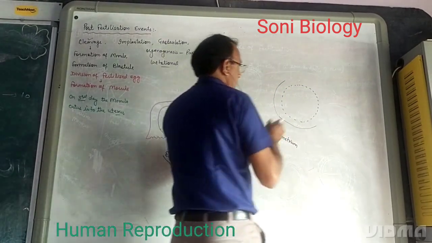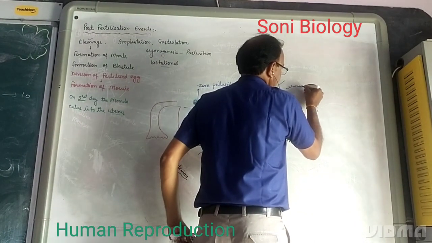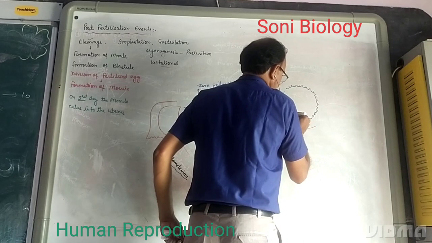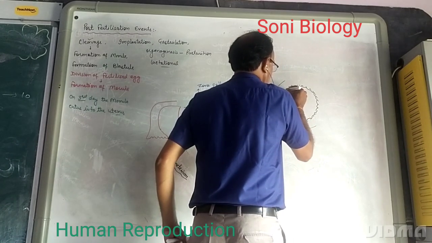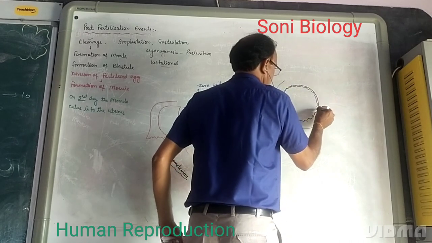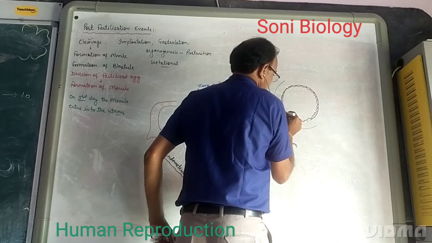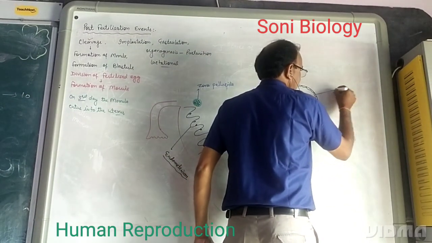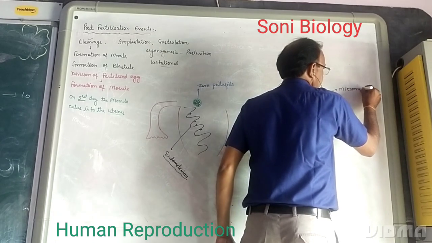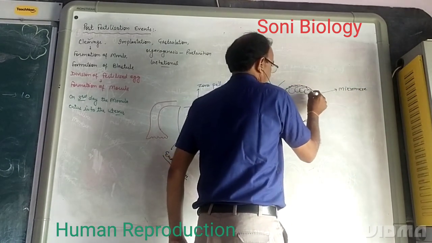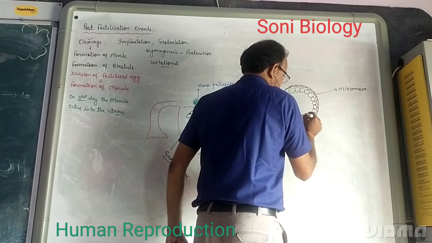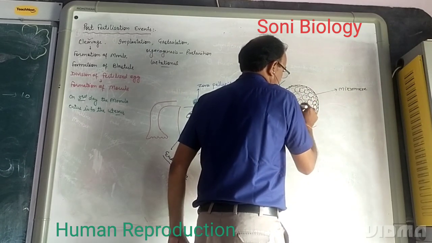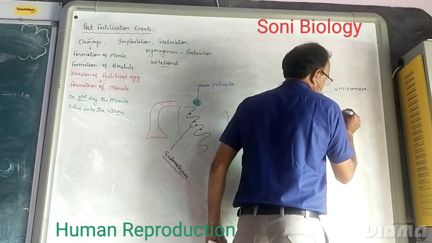And on the outer surface, there are small flat cells gathered. These small flat cells are called micromeres. The surface which contains the zona pellucida, these small cells are called micromeres, and the largest cells present inside them are called macromeres. These are the macromeres.